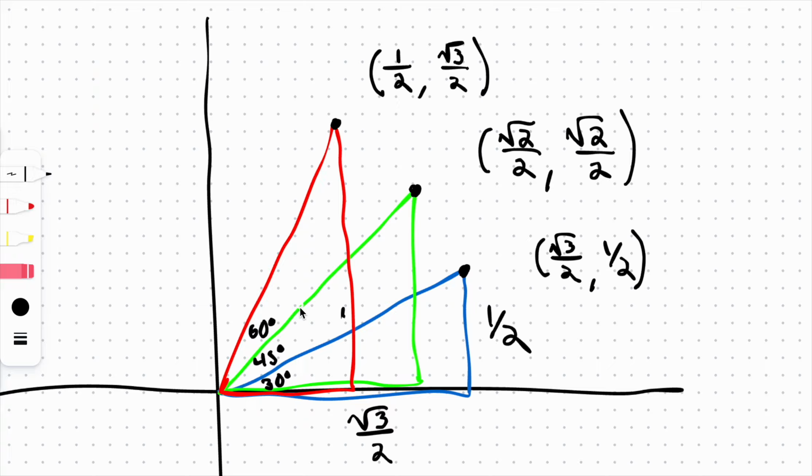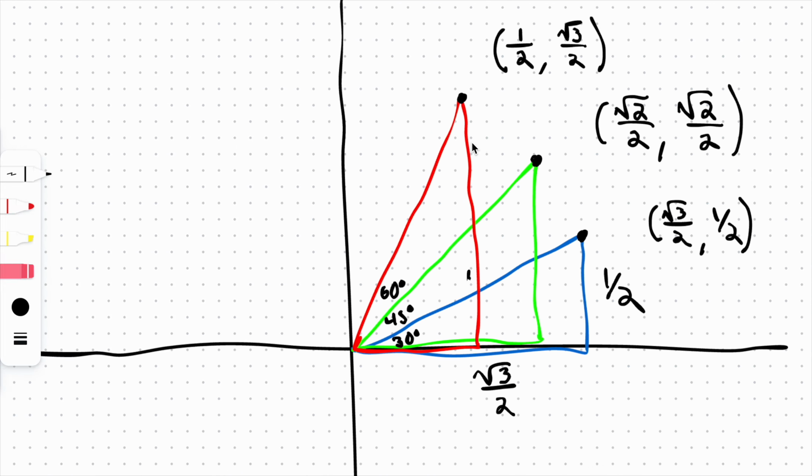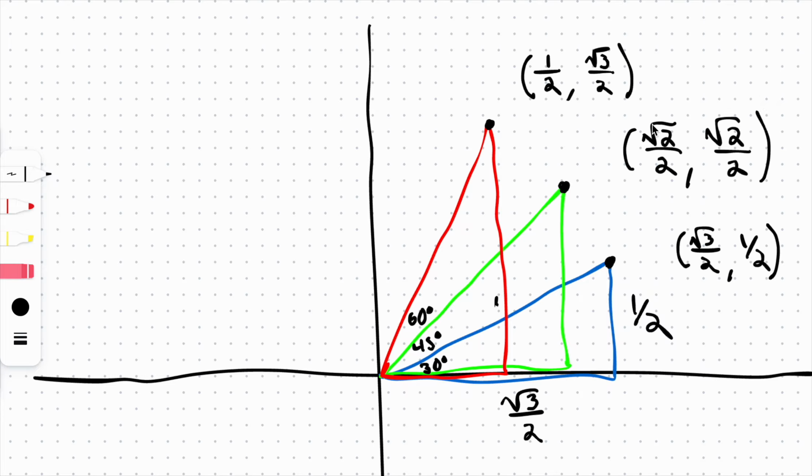Then we have this red triangle where theta equals 60 degrees. And when we do that, our leg going in the horizontal direction has a length of 1/2. So our x value is 1/2. And our leg going in the vertical direction has a length of √3/2. And so our y value is √3/2. Okay, perfect.